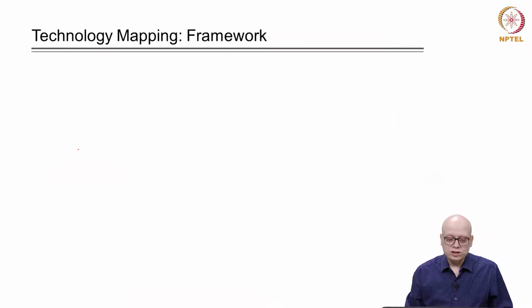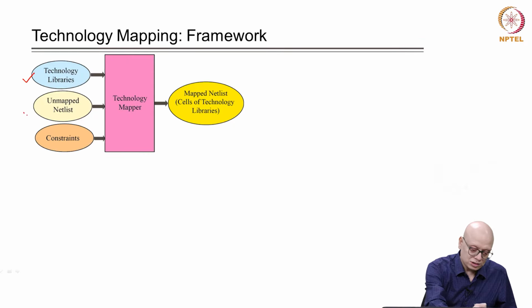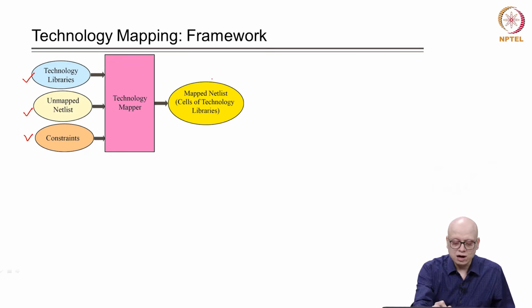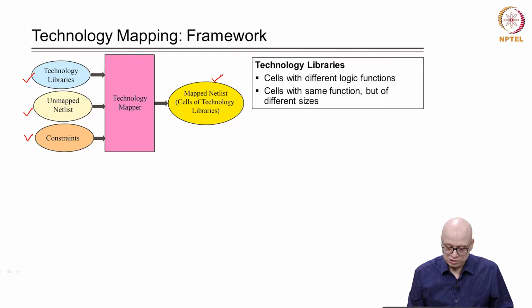So, first let us look into the framework of technology mapping. The framework is shown in this figure. It takes these inputs and produces a mapped netlist which is the output. Now, what are these inputs? The first input is a set of technology libraries. For technology mapping, we need to provide to the logic synthesis tool the set of technology libraries from which the cells will be picked and will be used in the netlist.